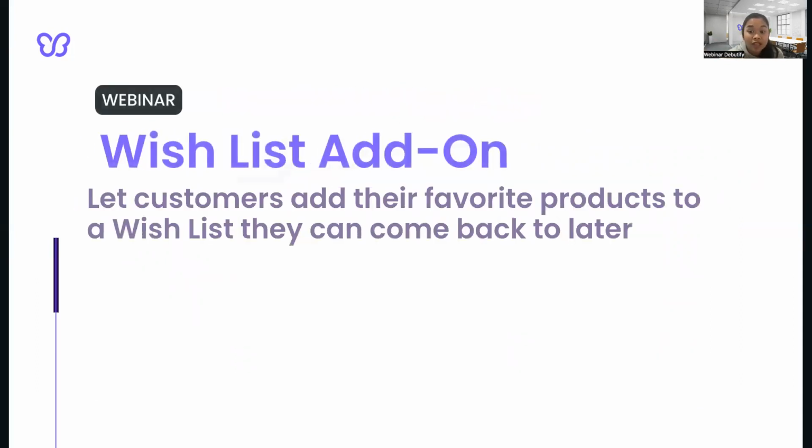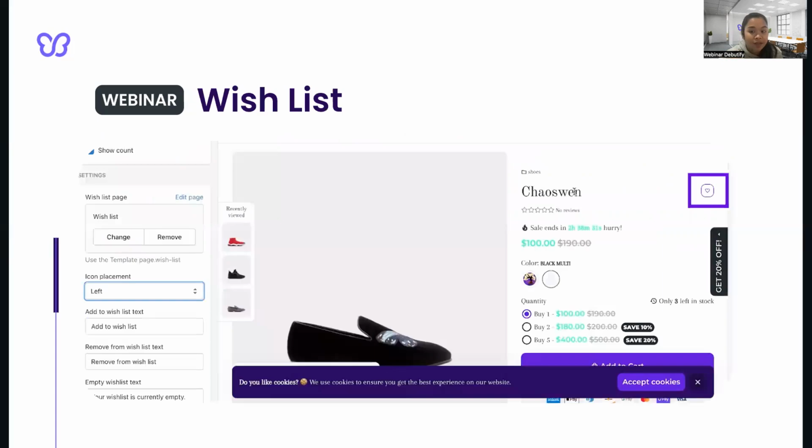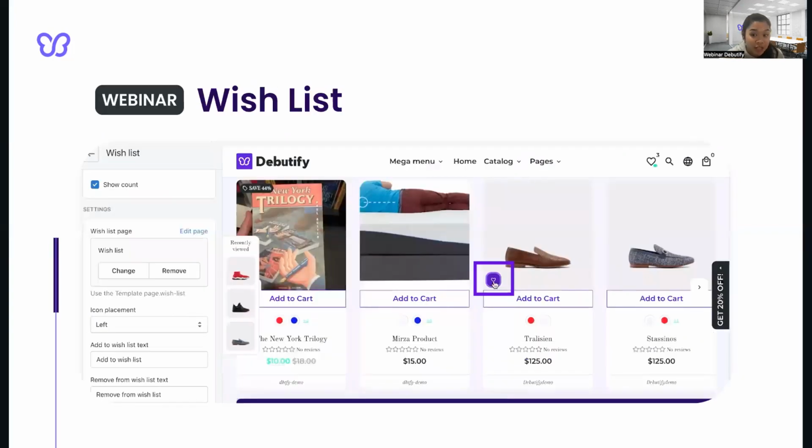Next, we have the wish list add-on. This add-on allows your customers to save the products that they're interested in, even if they don't intend to purchase right away. This is a great way to drive them back to your e-com store. To add this to your website, simply go to Theme Settings, select the Debutify Add-ons, and then Wishlist, just like what you see, this small heart over here.